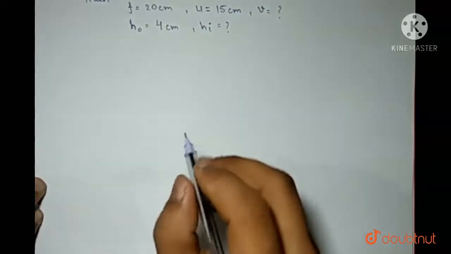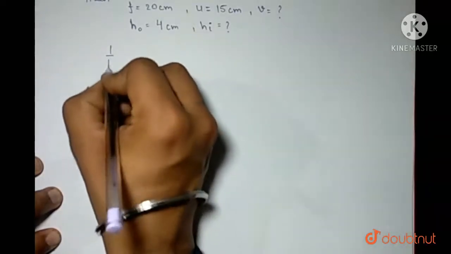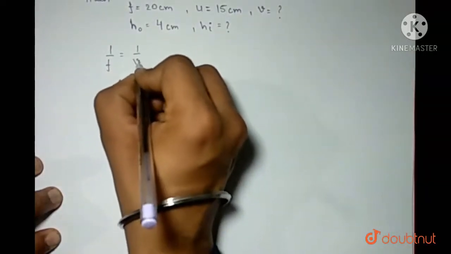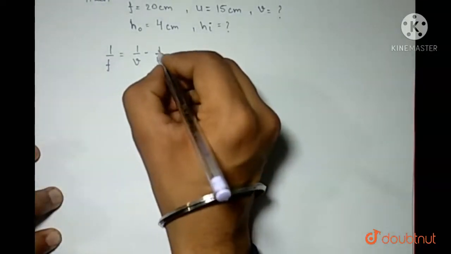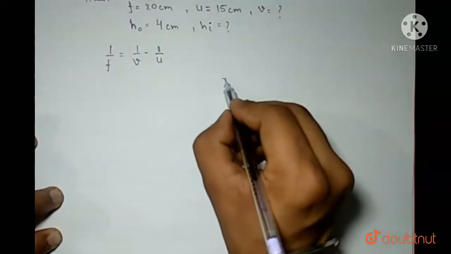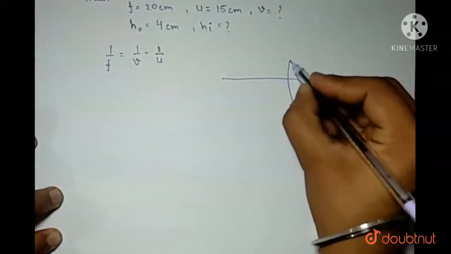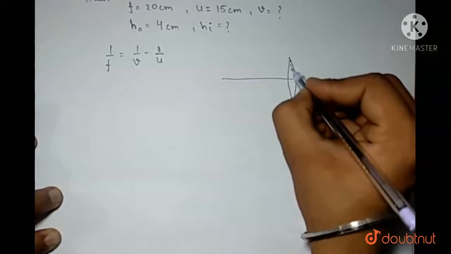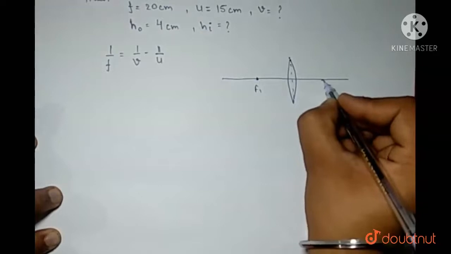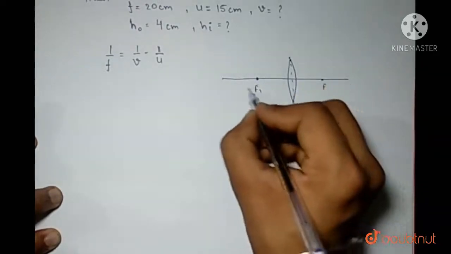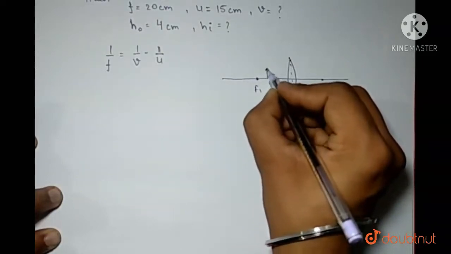Okay, so simply I'm using here the lens formula: 1 upon f is equal to 1 upon v minus 1 upon u. Before that, using the lens formula, I roughly draw a ray diagram. This is the convex lens, and this is the focal point f, also the focal point f. This is 20 centimeter and the object is at 15 centimeter.